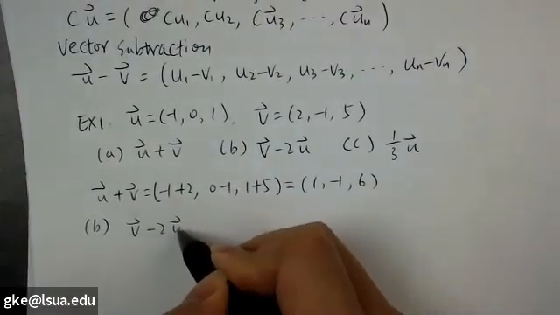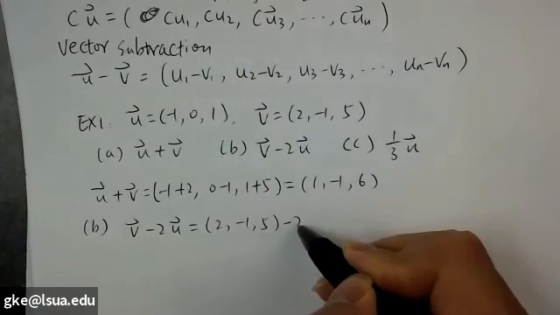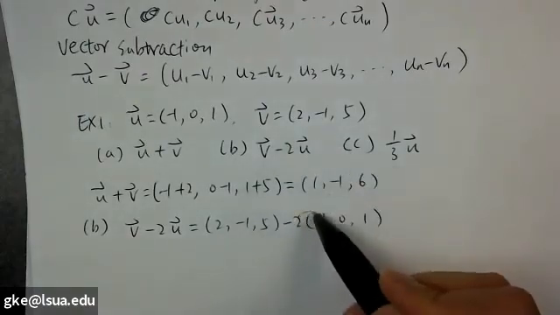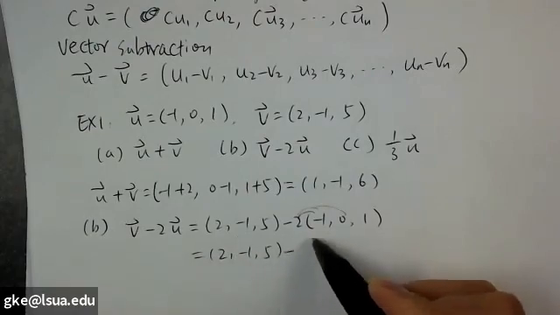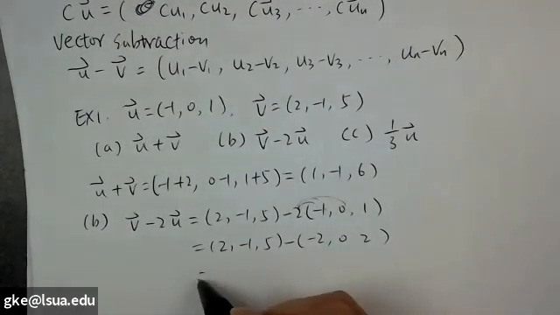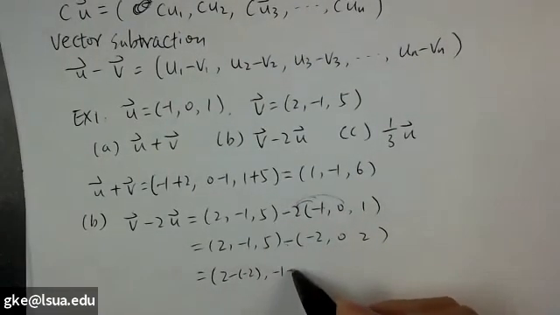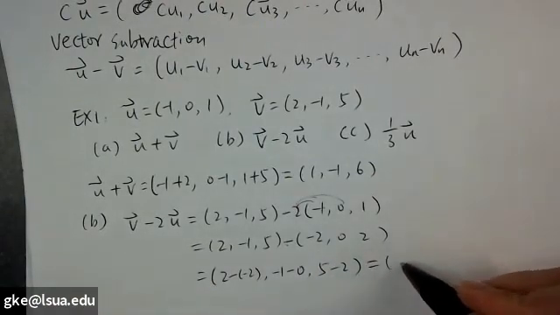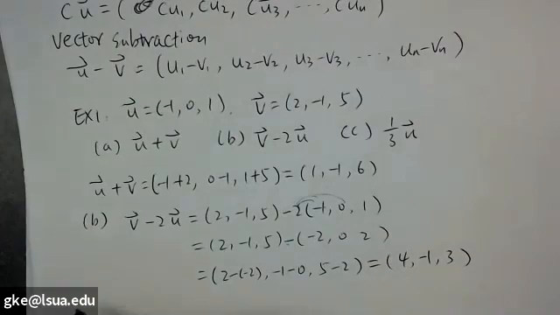V subtract 2u. So V is (2, -1, 5), and u is (-1, 0, 1). Okay. And 2 times all the elements, because 2 is the scalar, right, times each element. And then subtraction: 2 minus -2, -1 minus 0, 5 minus 2. And this is going to give you (4, -1, 3).